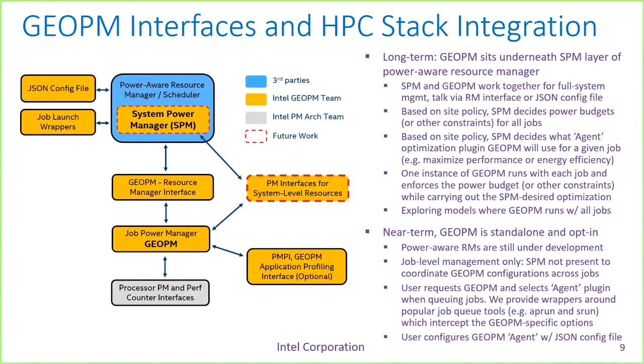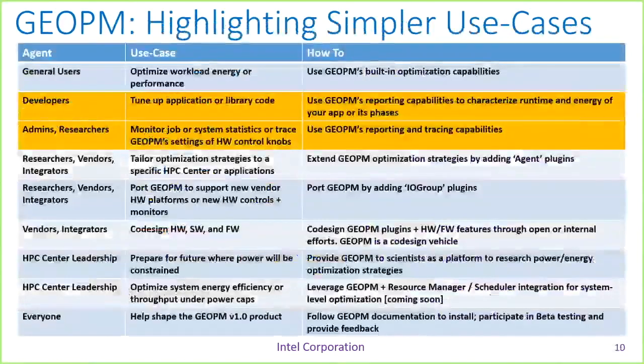Okay, on this slide I've got a laundry list of use cases we imagine for GEOPM. I don't have time to run through all these in detail. We've been talking mostly about the first one, which is leveraging built-in optimization capabilities in GEOPM to optimize workload performance or energy. But I want to highlight a couple of others that are simpler in my mind, that don't involve optimization per se, but involve GEOPM's monitoring and reporting capabilities.